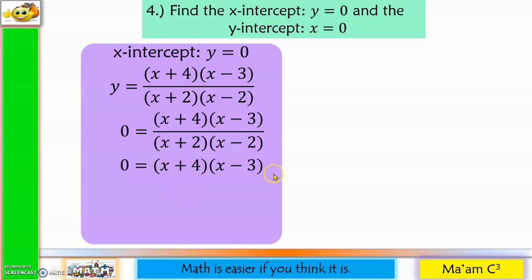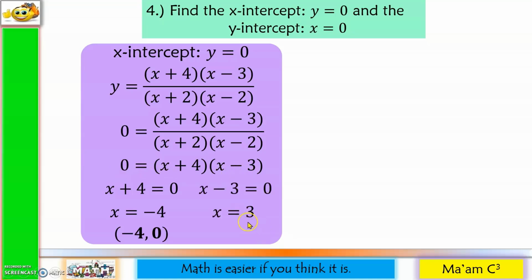So we have two factors here. We're going to equate each one to 0. So x plus 4 equals 0, so x equals -4. Our x is -4, our y is 0. Therefore, our point is (-4, 0). Another factor, x minus 3 equals 0, so x equals 3. Our x is 3, our y is 0. Therefore, the point is (3, 0).